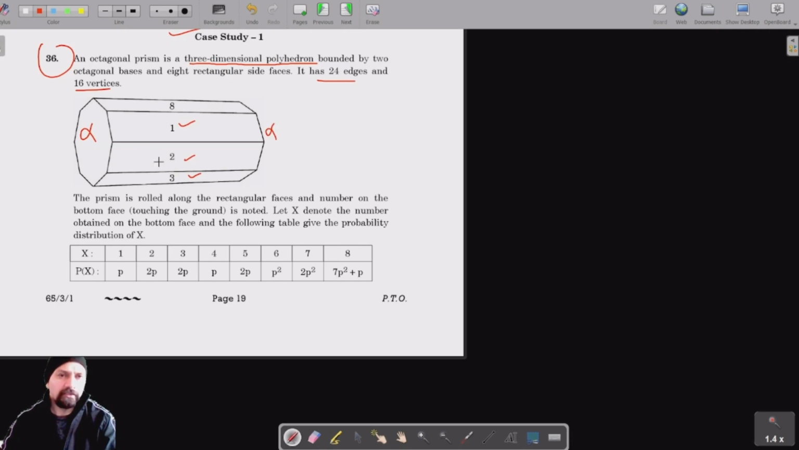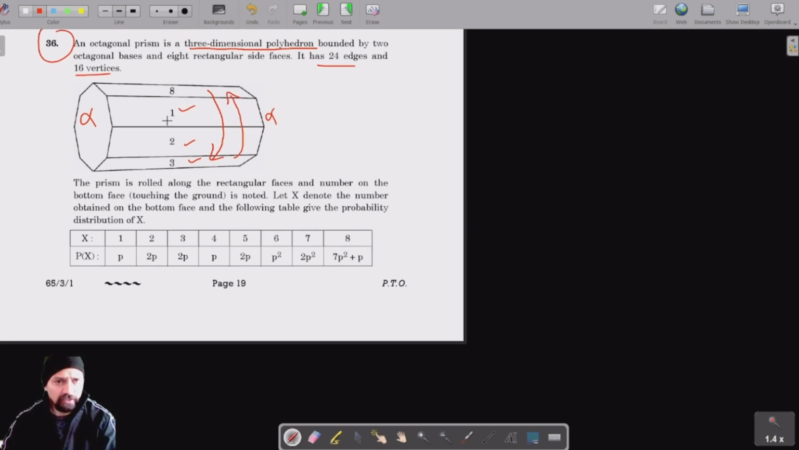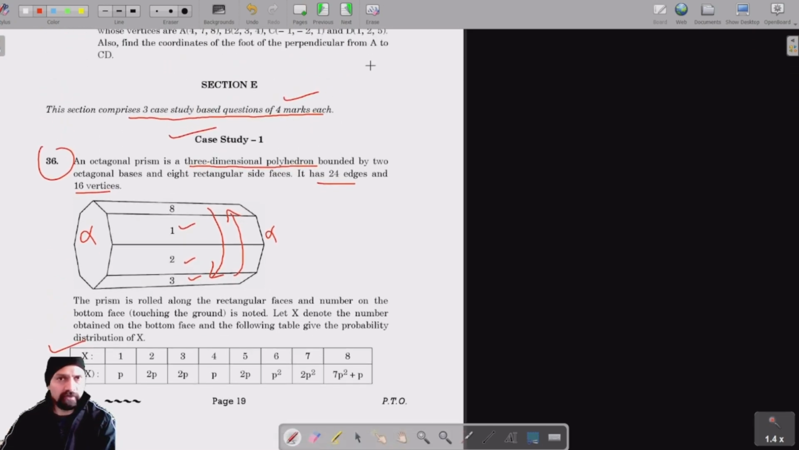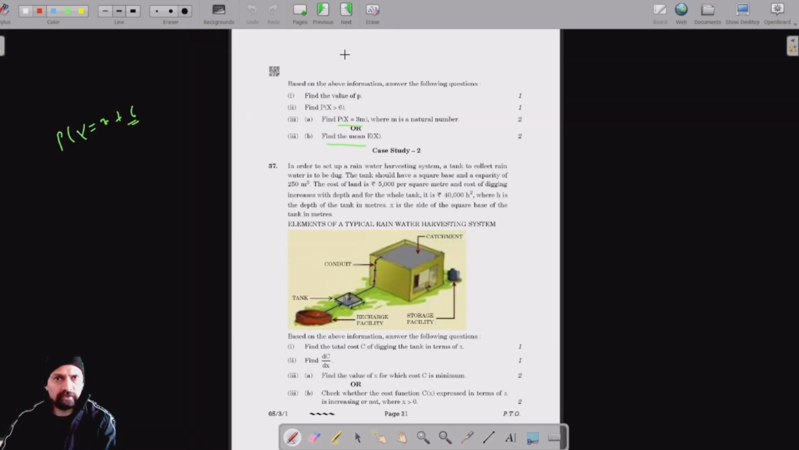Now this prism is rolled along the rectangular surfaces, either this way or this way. And there are numbers on the bottom face that touches the ground, and x denotes the number obtained on the bottom face. So x is the number of the rectangular face that touches the ground, and the probability distribution table for this is given. Now we have to find the value of p first.